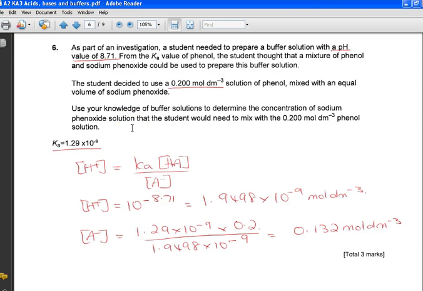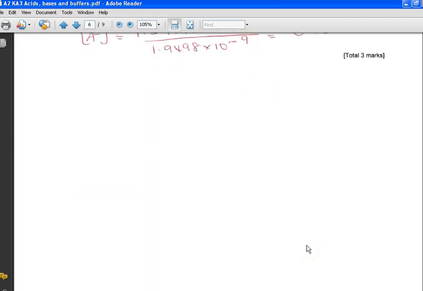Remember how the buffer works. The sodium phenoxide will be producing your conjugate base. So we rearrange the equation for A-, and plug in the values you're given. You're given Ka. You are given the concentration of the acid, and you've just worked out the concentration of H+. Okay, and then there you go. Do the calculation.